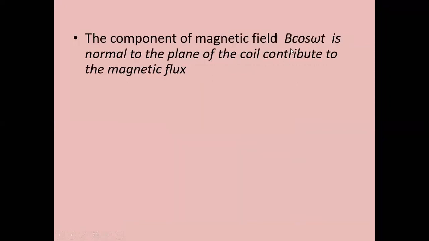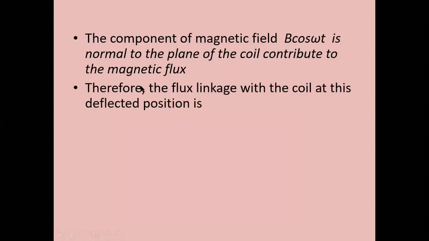So the component of the magnetic field B cos omega t, which is normal to the plane of the coil, contributes to the magnetic flux. Now the flux linkage at this position can be written as number of turns into flux, so N phi B is equal to NBA cos theta. Theta is nothing but omega t. So we write it as NBA cos omega t. I am going to take this as equation number 1.